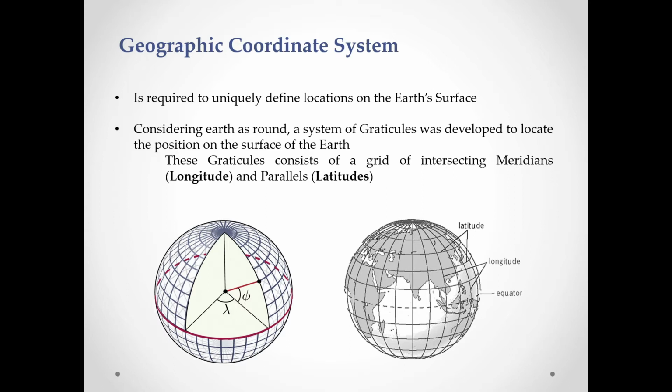geographic coordinate system. This geographic coordinate system is required to uniquely define location on the Earth's surface. Considering Earth as round, a system of graticules was developed to locate the position on the surface of the Earth. These graticules consist of a grid of intersecting meridians, that is longitude, and parallels, that is latitude. You can visualize in this picture, this is our Earth, and these vertical lines are the meridians, that is called the longitude, and these horizontal parallel lines are the latitudes.